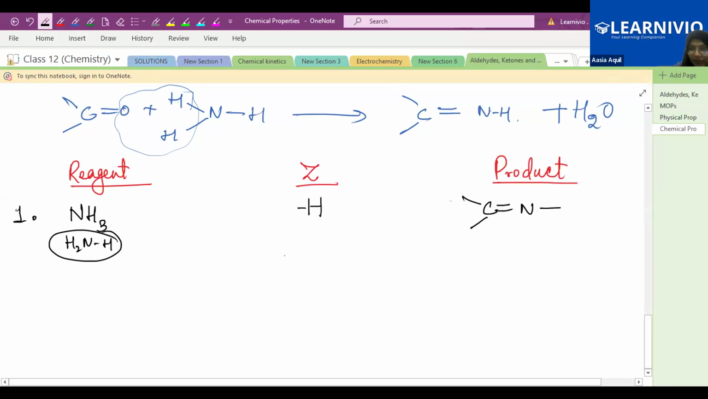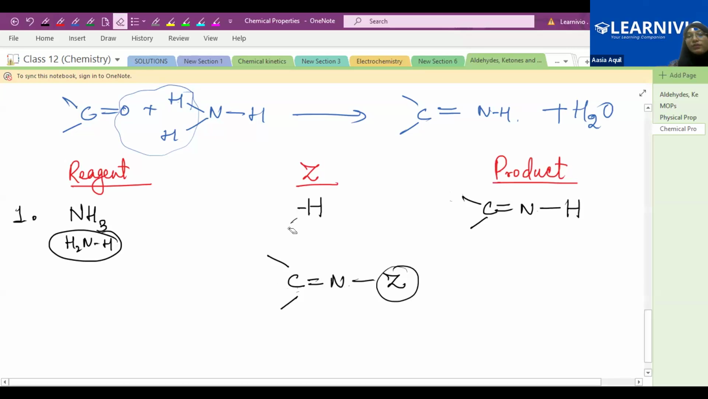Let me tell you the general representation. How will you make the product? Carbon double bond nitrogen, and here you will write the Z. Z is whatever is present in the reagent other than the NH2 group. First write the carbon double bond nitrogen imine, and this nitrogen should be attached to the Z group. And what is Z in this case? Z is H. So just attach this Z. That is the product. That is the trick to write down the product.